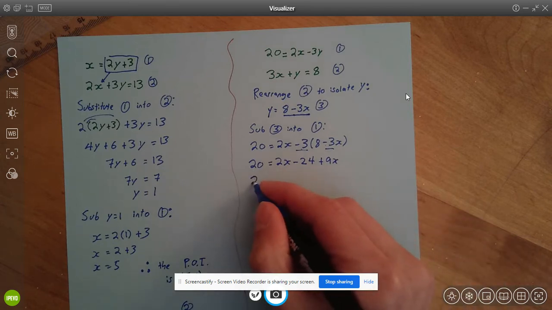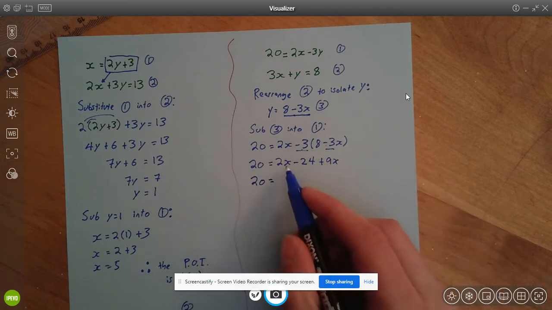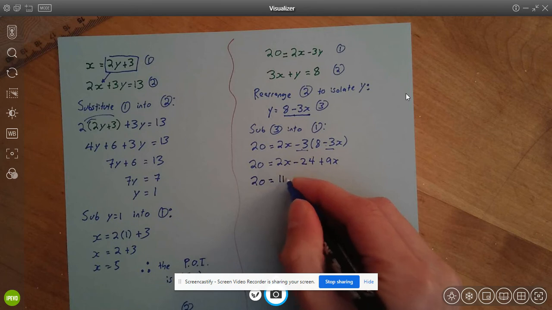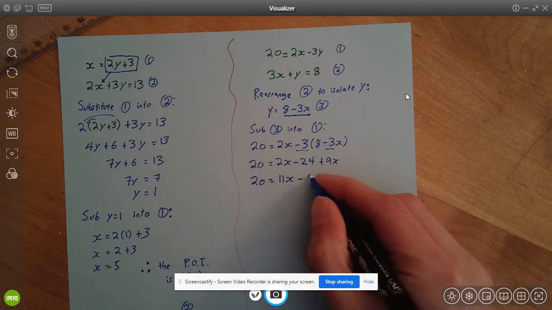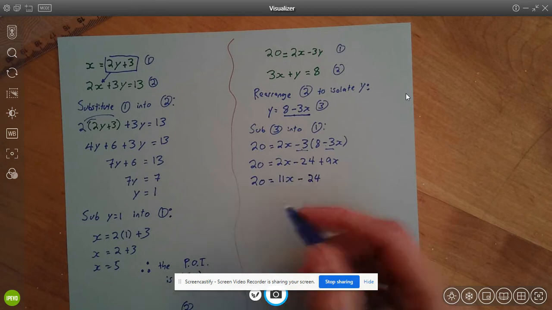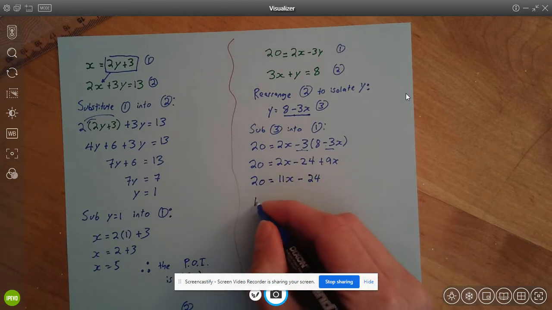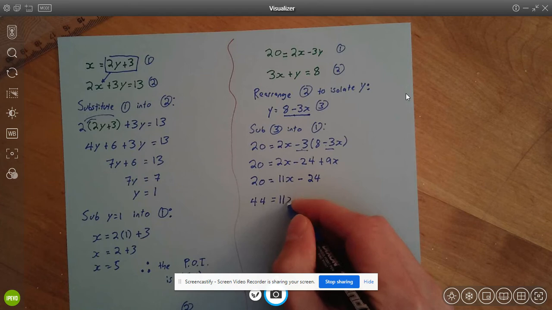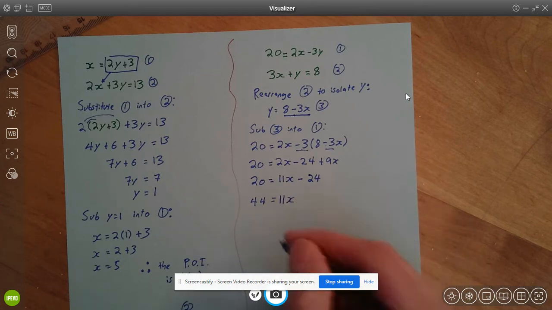And again, I can collect. So I've got 2x plus 9x. So I've got 11x minus 24. I want to get x by itself. I'm going to move the negative 24 to the other side. So I'm going to add 24 to 20. So I've got 44 equal 11x. And I divide by 11. So x is equal to 4.